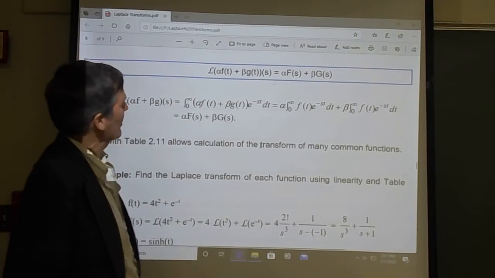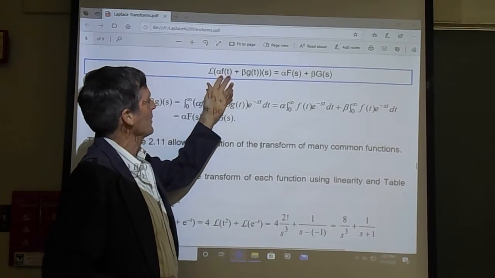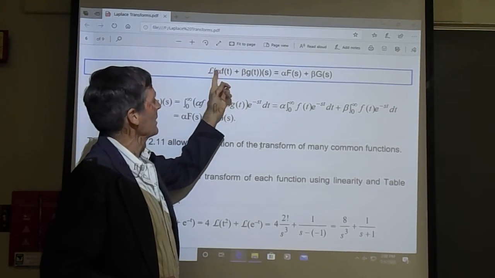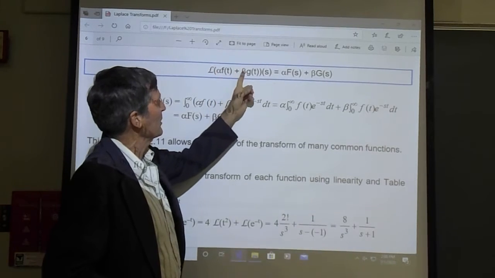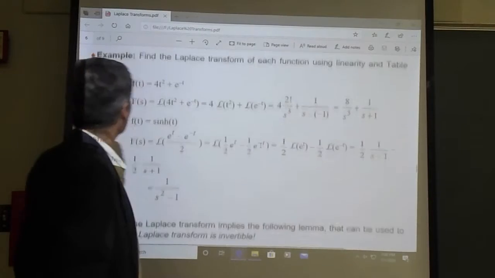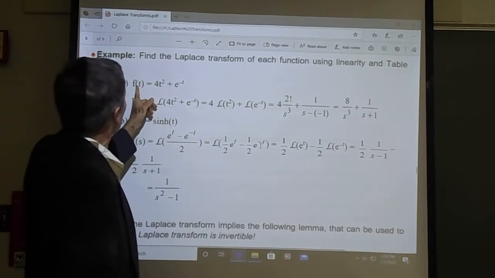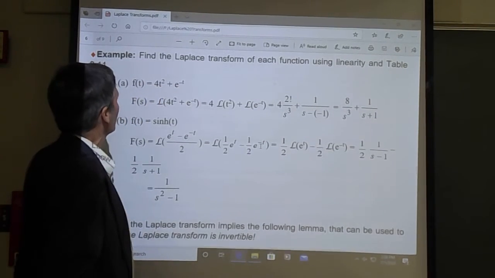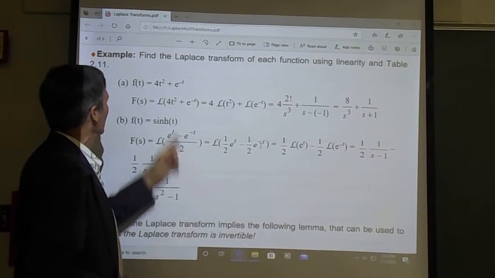This is very important if you have a Laplace transform of things that aren't in the table. Whether they're a constant times something in the table plus a constant times something else in the table, you can still use the table to evaluate it, right? So here's an example. What's the Laplace transform of 4t squared plus e to the minus t? I don't know, it's not in the table.